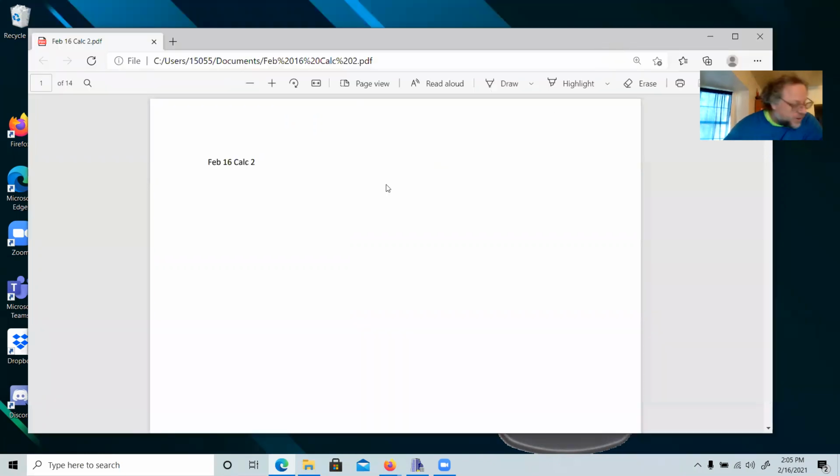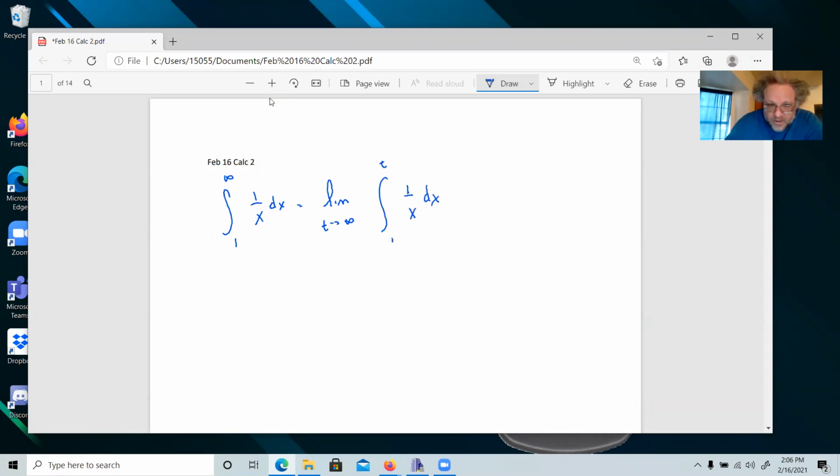So what do we have here? This is probably the most famous one, or at least one of the most famous ones. And that is when we have the integral from 1 to infinity of 1 over x dx. All right. So, first thing we're going to do is turn this infinity into a limit. So we have the limit, pick your favorite letter, t goes to infinity of the integral from 1 to t of 1 over x dx.